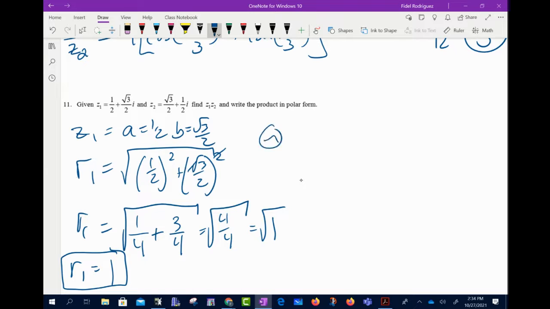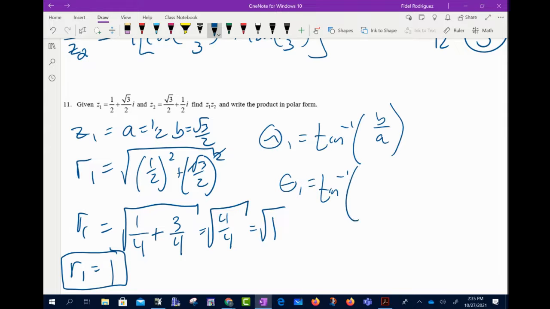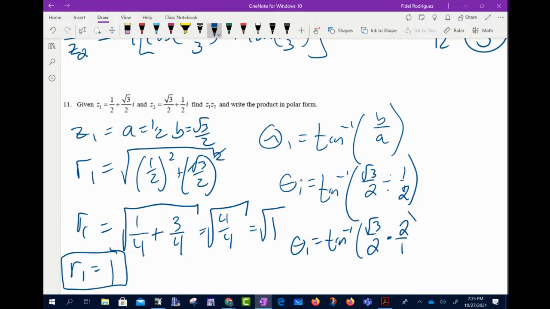So remember, the way we're going to find our theta 1 is this is equal to the tan inverse of B over A, right? So theta 1 is going to be the tangent inverse of B, which is the square root of 3 over 2 divided by A, which was 1/2. So theta 1 is the tangent inverse of, remember how we divide fractions? Then we multiply by the reciprocal.